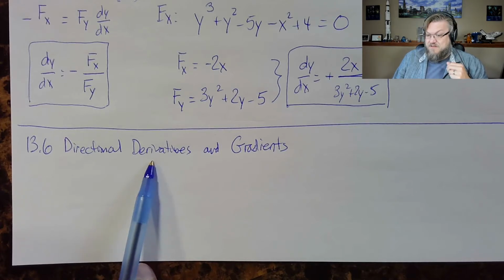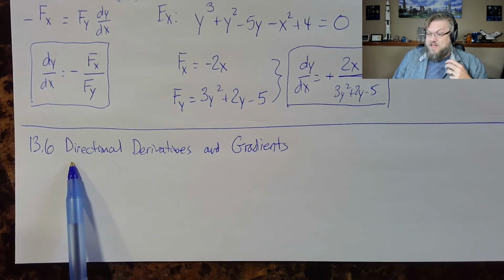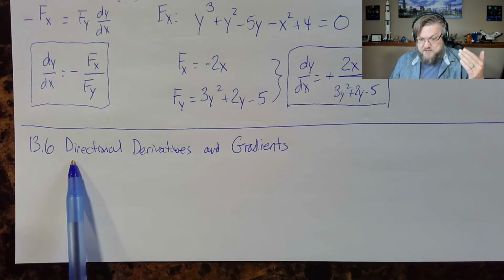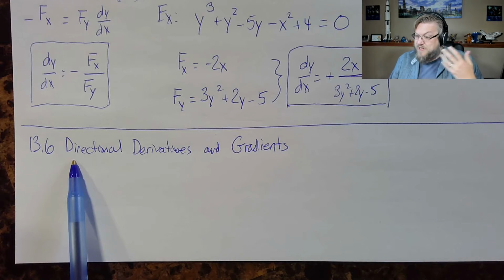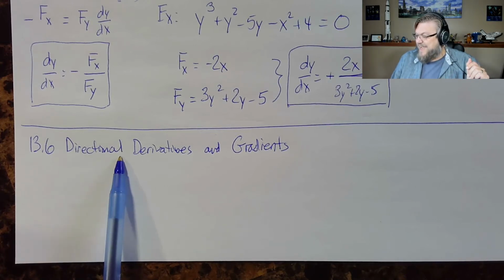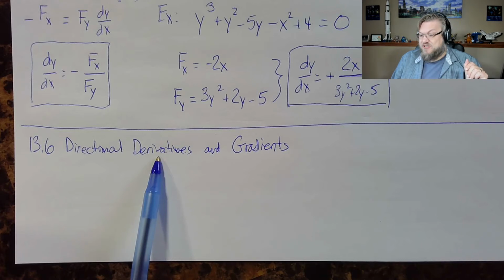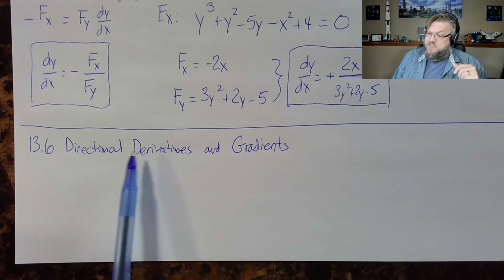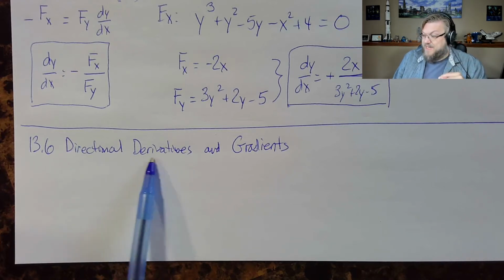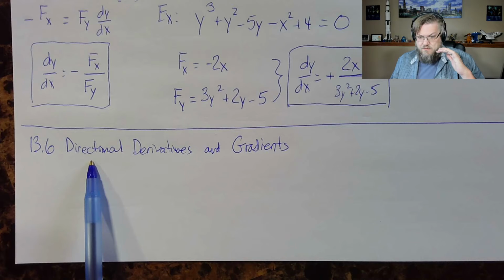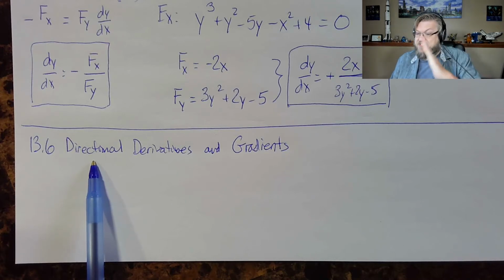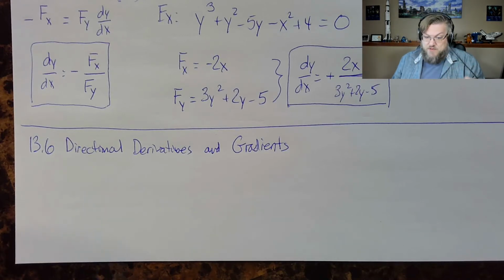The setup is the following. I'm going to be given a direction that I care about, like north, south, east, west, but given as a unit vector. The goal will be to tell you what the slope of the surface is when I walk in that direction. So it's literally the job of fx and fy, except now instead of being restricted to the x or y direction, I can do any direction, 360 degrees. That's what I want to set up.